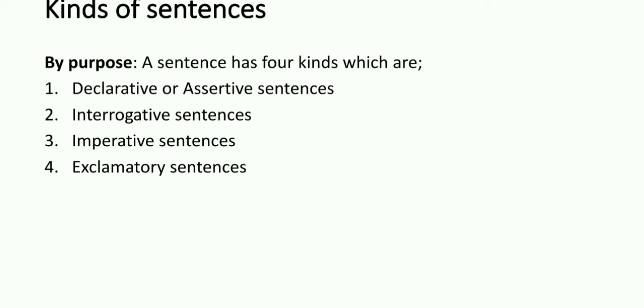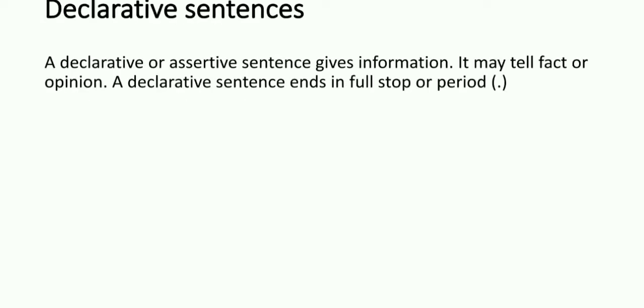So now we shall individually deal one by one with how they function and what these are. First of all, we have declarative sentences. Look at the definition of a declarative sentence. A declarative or assertive sentence gives information. It may tell a fact or opinion. Keep in mind, a declarative sentence tells us a fact or an opinion.